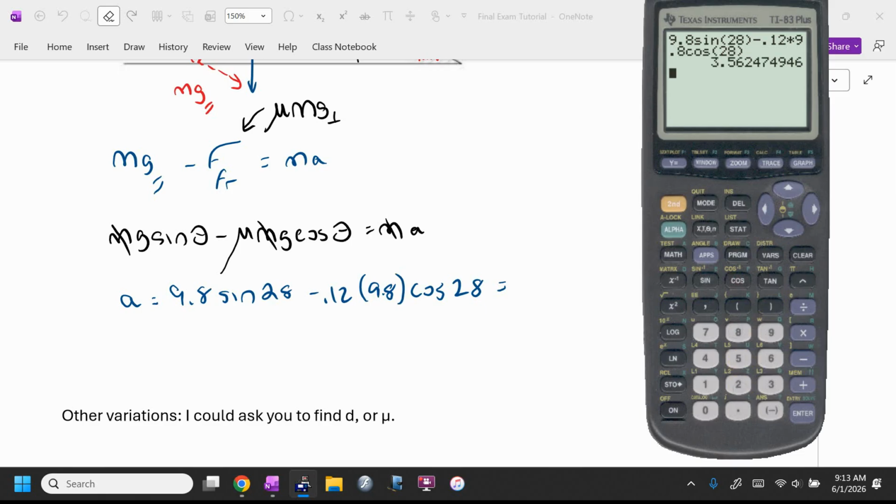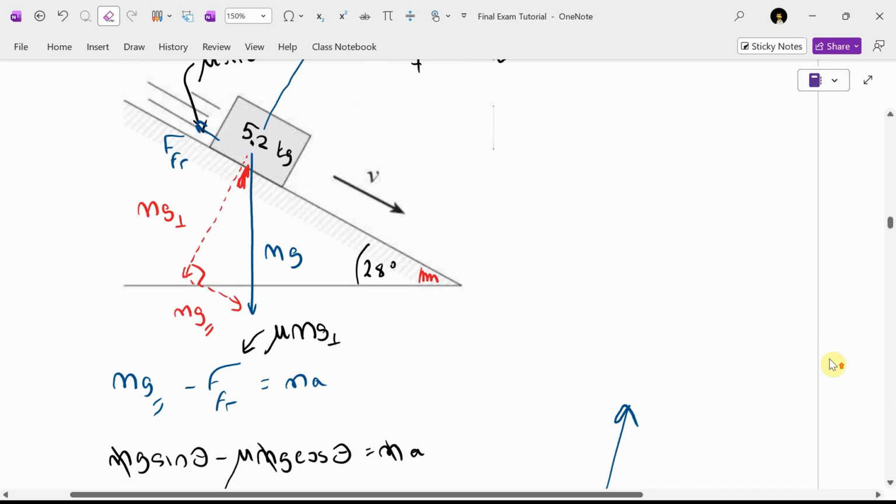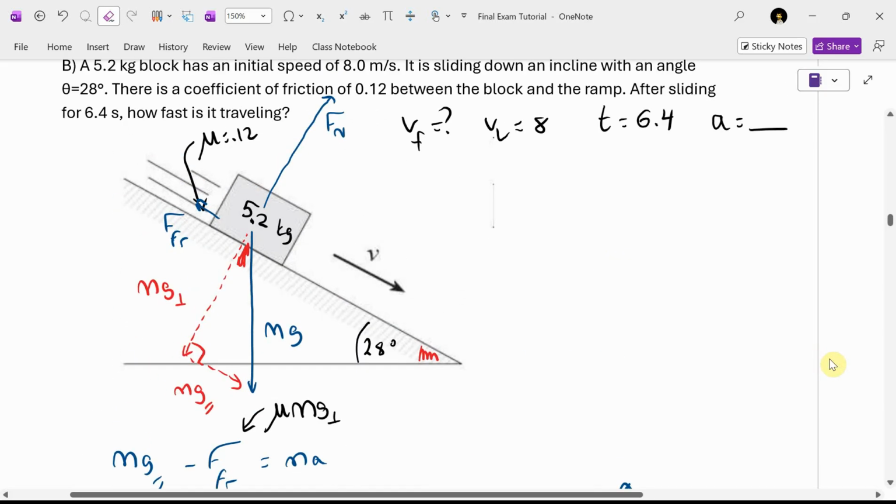Do y'all get 3.56 and change? Double check me. So I'm going to write 3.562 meters per second squared. And now I'm going to go walk that up to here. Way up here. 3.562 meters per second squared.